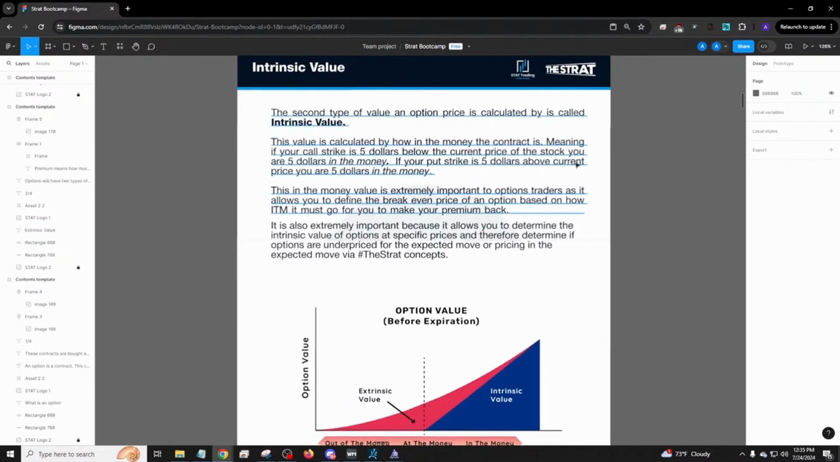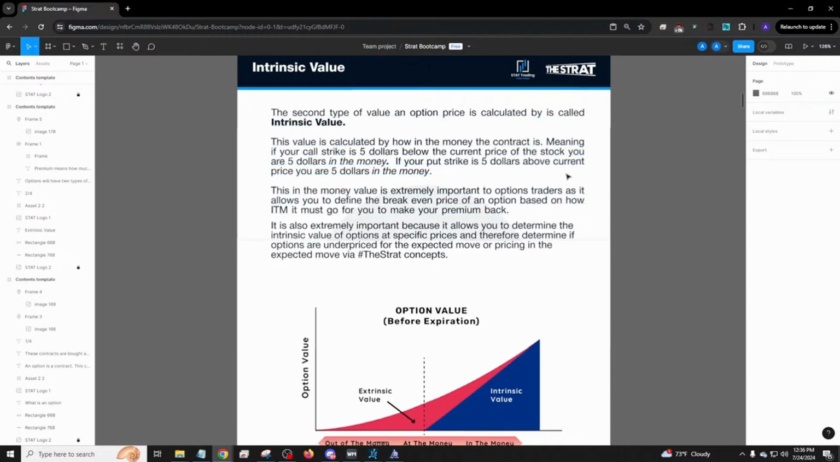The next one is intrinsic value. This is the most important one to us as Stratters, and it's the second type of value an option price is calculated by. This value is calculated by how in the money a contract is. Meaning if your call strike is $5 below the current price, you're $5 in the money. So if you have a 100 call and it's trading at 105, you're $5 in the money, and that does not change.